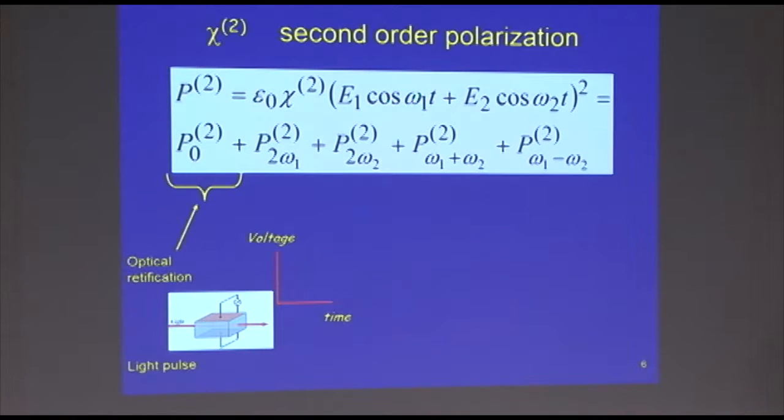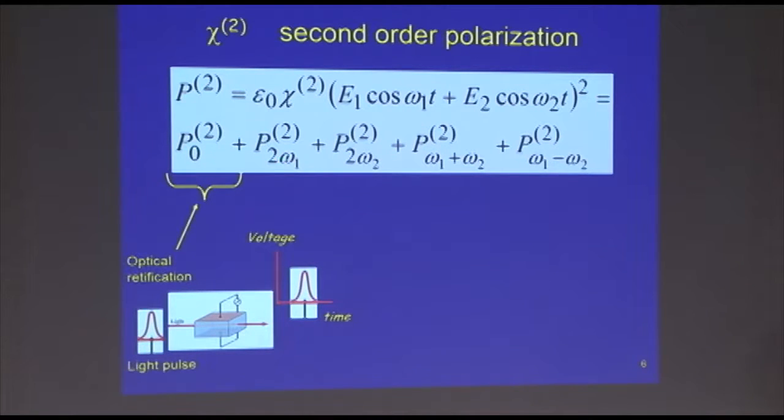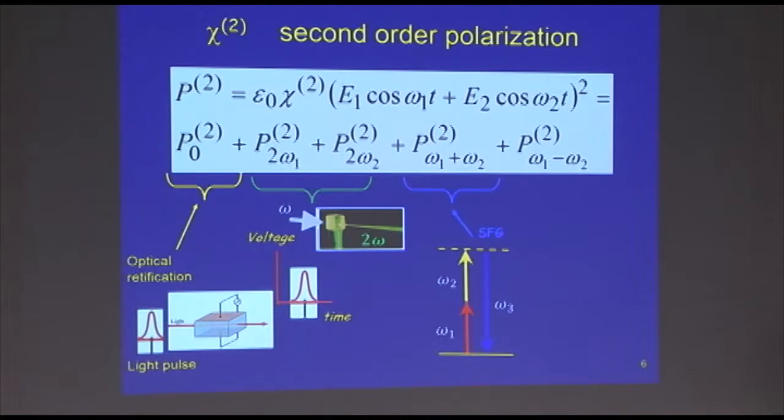If you have a field with two different frequencies, then you may have a polarization which depends on the frequency like that. Then we have a rectification, optical rectification, that does not depend on the frequency. You may have the second harmonic here, sum frequency generation. If you have two different frequencies, you generate a frequency which is the sum of the incident ones. And then you have the difference frequency generation. I'm going to present some examples of this in the lecture tomorrow.